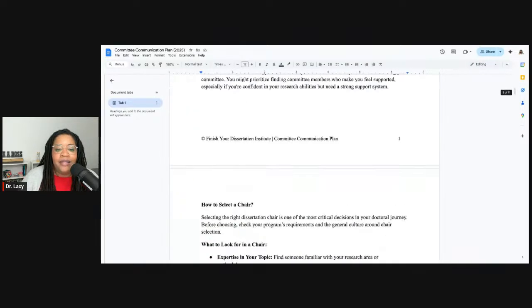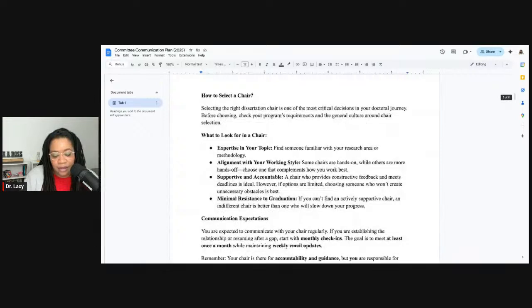All right. So, how do you select a chair? Some programs, I get it, you're assigned a person, but if you have any say so, the obvious first place you can start is, do they have expertise in your topic? Are they familiar with either your topic, the type of research you want to do, methodology or methods?